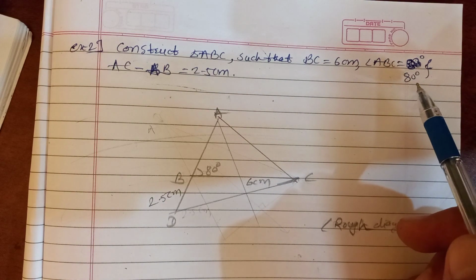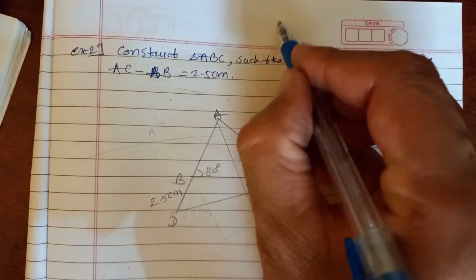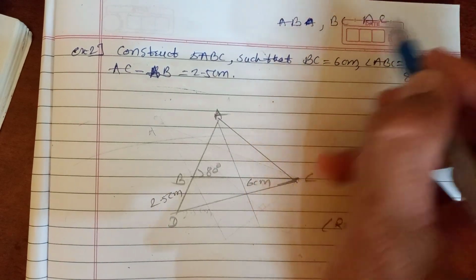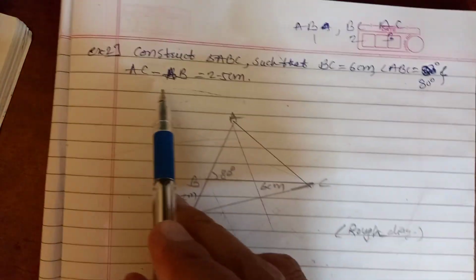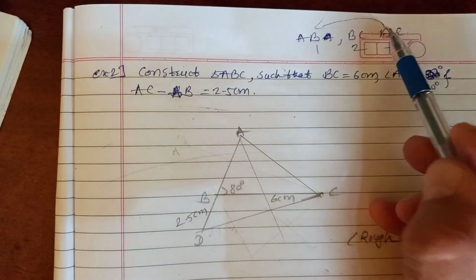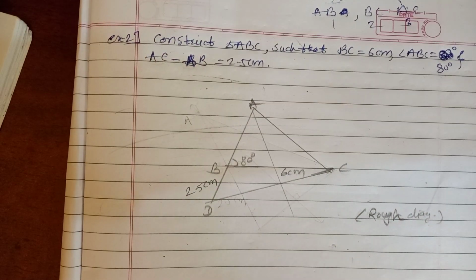Here you have to take 80 degree and AC minus AB. Now see, triangle ABC means AB is first, BC, AC. First side, second side, third side. Now here what is given? AC minus AB. AC minus AB means third side minus first side. So here construction is different.